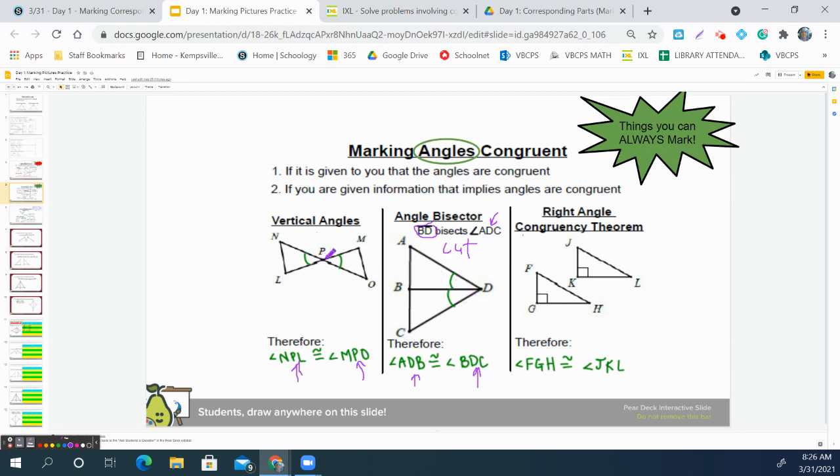Okay. So vertical angles are always congruent. Angle bisectors always cut something in half. So in this case, the top part and the bottom part are going to be congruent.